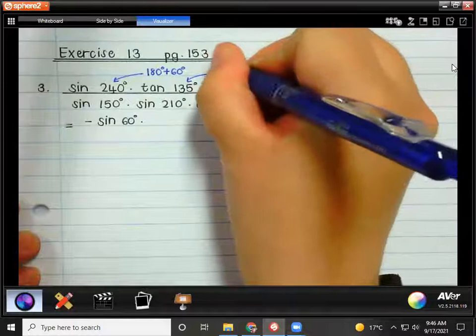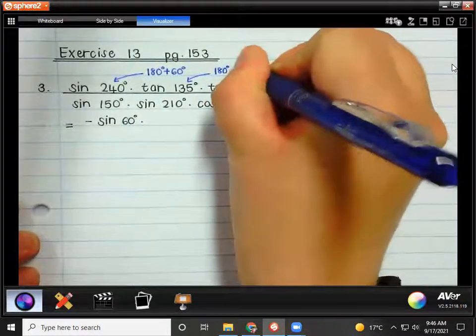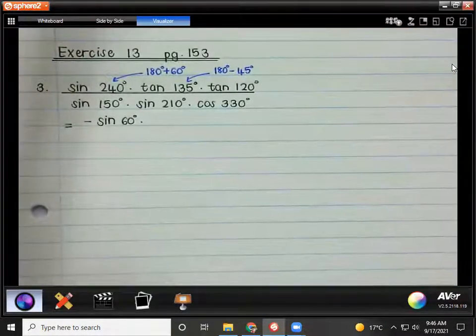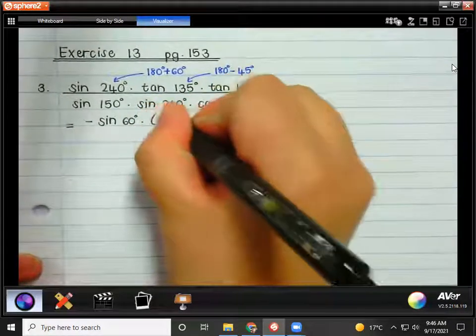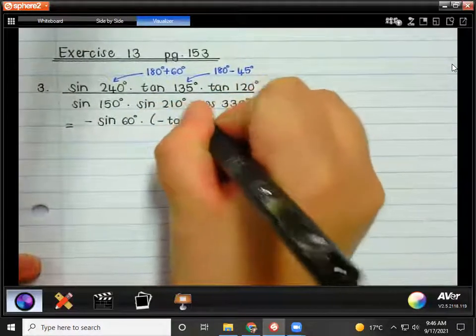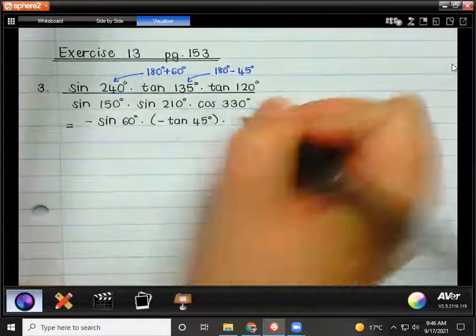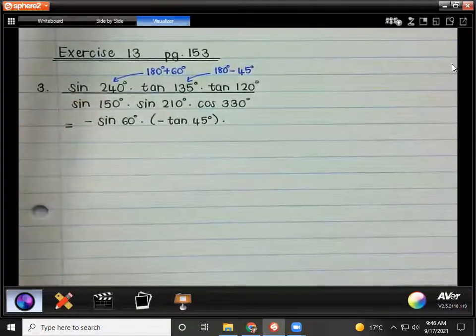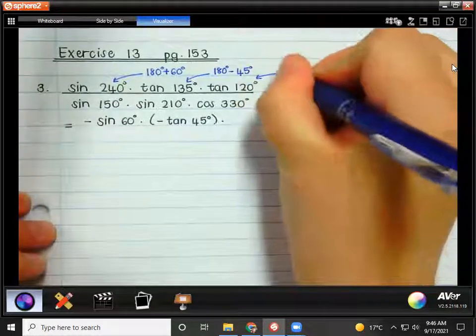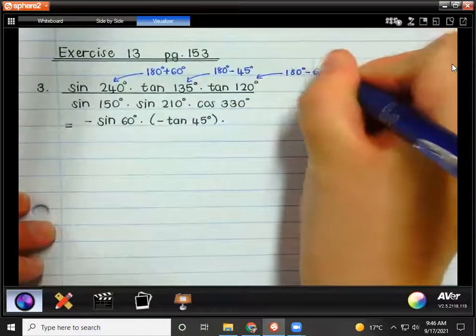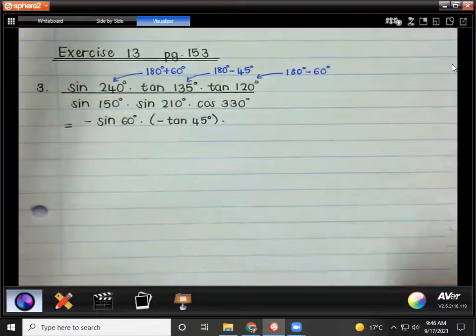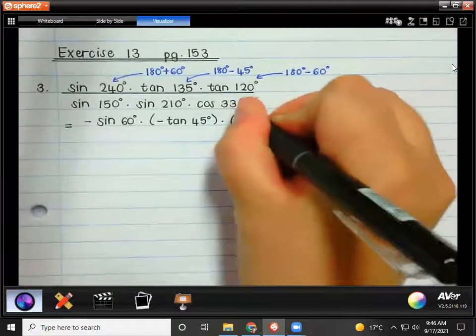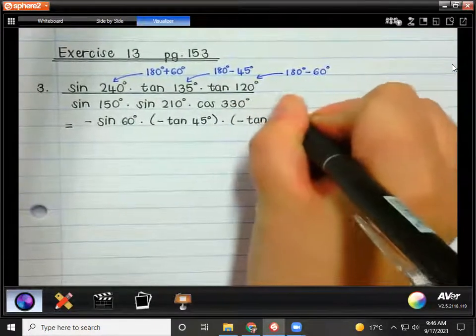Okay, 135 is 180 minus 45. Which quadrant is that? Quadrant 2. And tan in the second quadrant is negative. So negative tan 45. 120 is 180 minus 60. 180 minus is in the second quadrant. What is tan again in the second quadrant? Negative. So that's going to be negative tan 60.